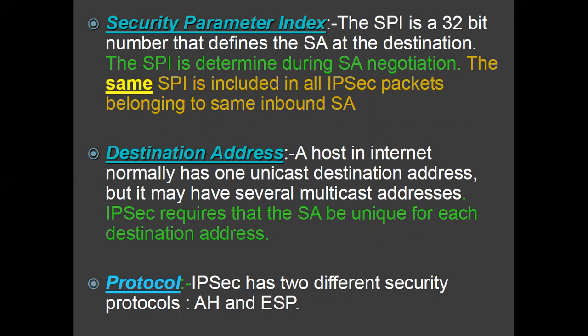The protocol field is there because IPsec has two different protocols, AH and ESP. To separate the parameters and information used for each protocol, IPsec requires that the destination define a different security association for each protocol.